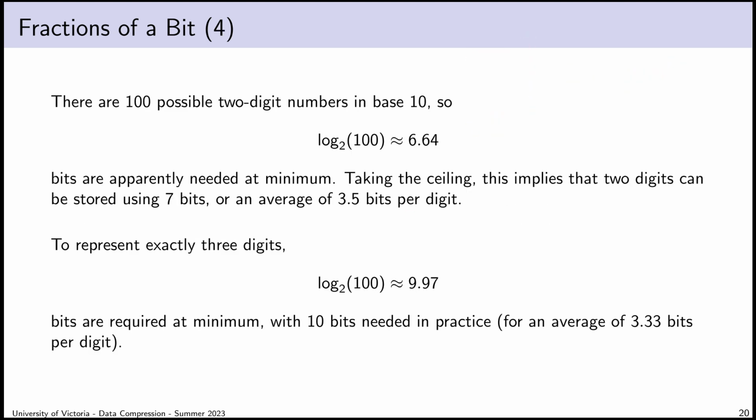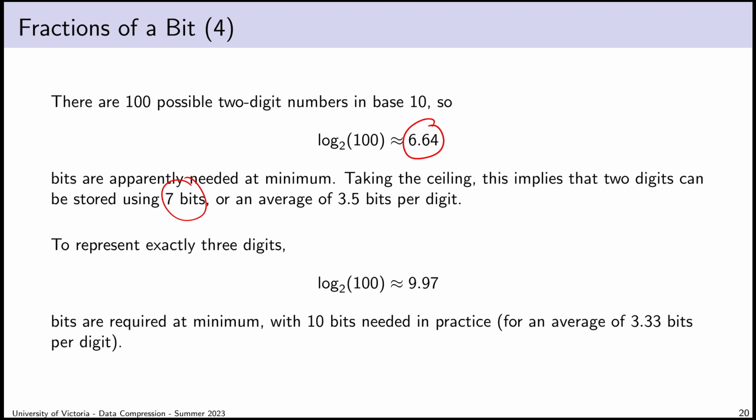Instead, there are 100 possible 2-digit numbers, so log base 2 of 100 is this. Apparently, in an ideal world where fractional bits exist, I need 6.64 bits to represent 2 digits in base 10. Of course, I can't actually do that, so I take the ceiling, which means I can use 7 bits. Now, that's the point I'm actually trying to make here.